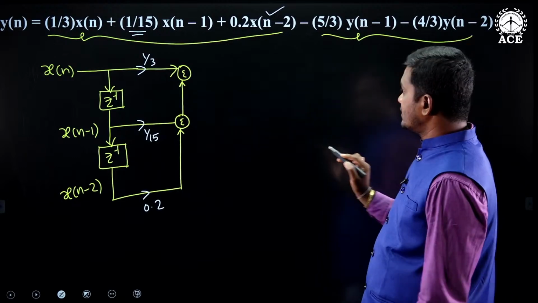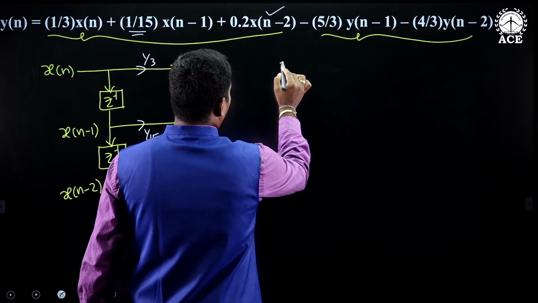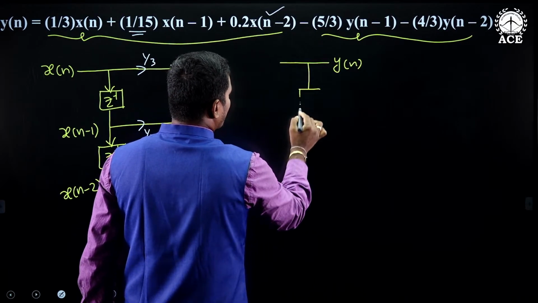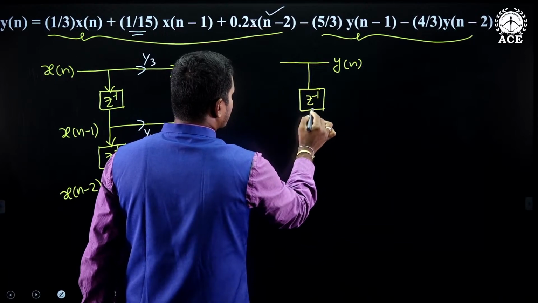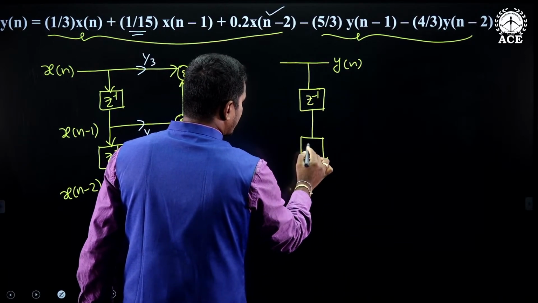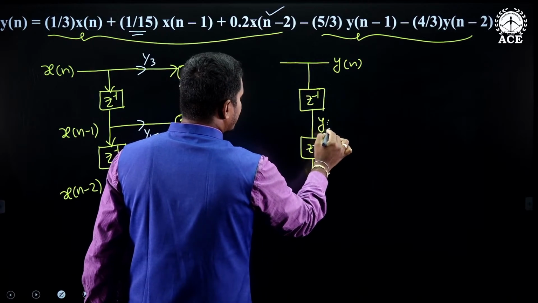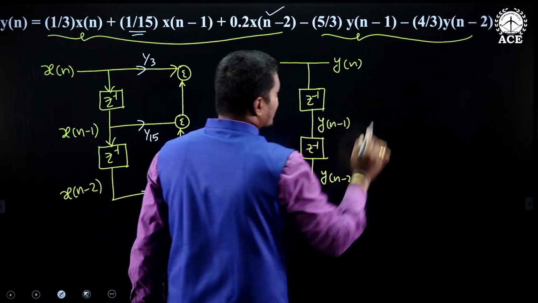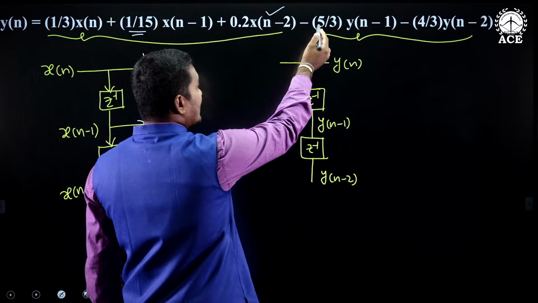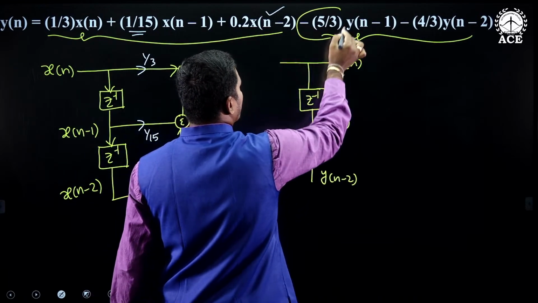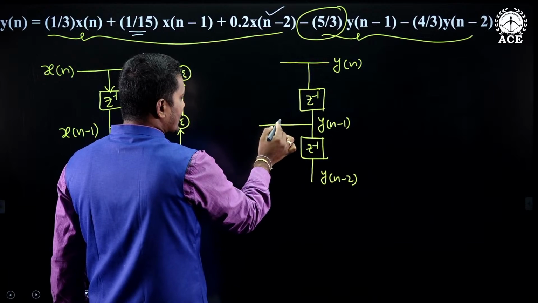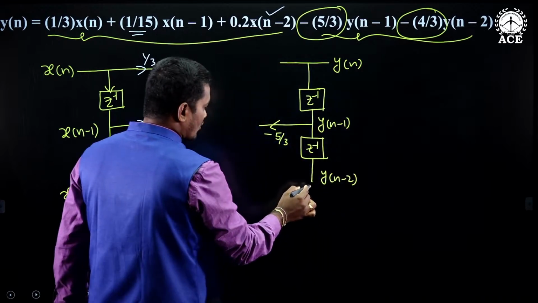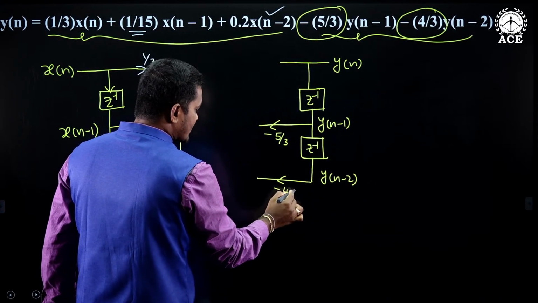This is the output side. Here you take y of n, and y of n minus 1 is there. So, take one delay element, z inverse, and take one more delay element, z inverse. Here the output is y of n minus 1, and here the output is y of n minus 2. What is the multiplication factor for y of n minus 1? Minus 5 by 3. And for y of n minus 2, minus 4 by 3.